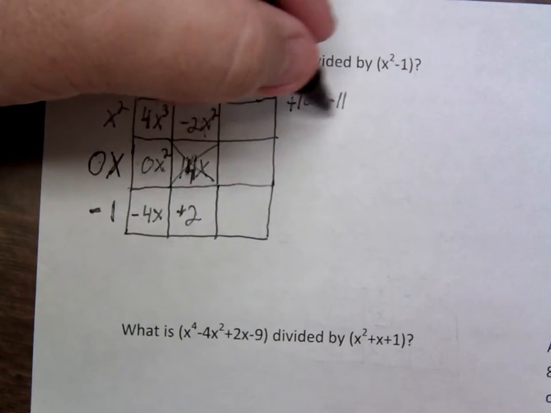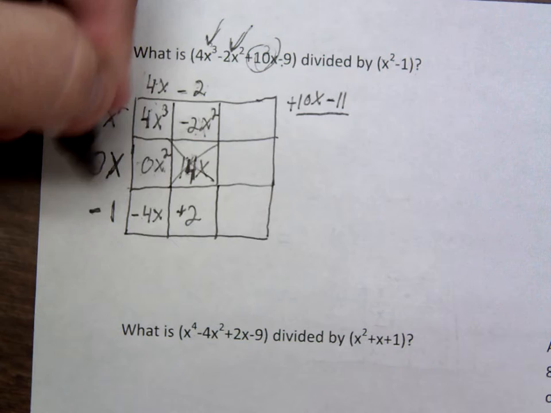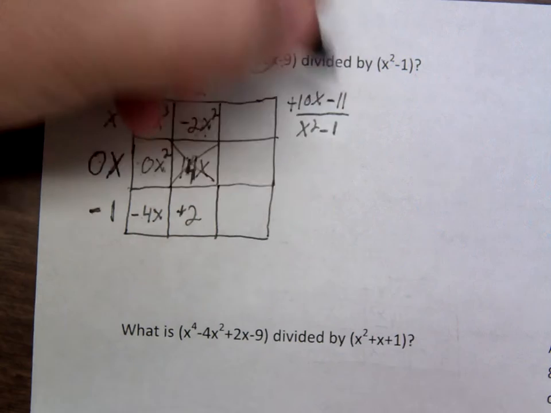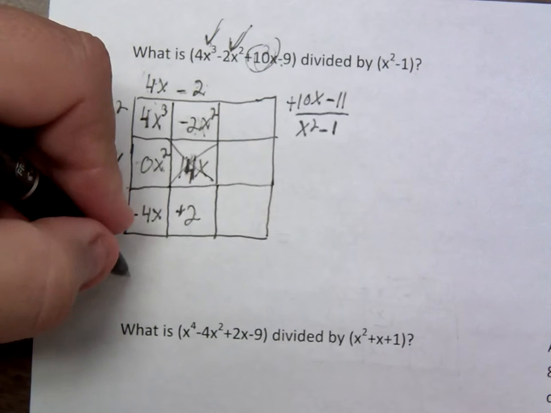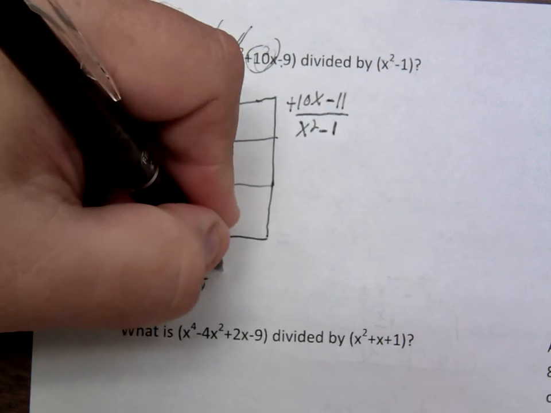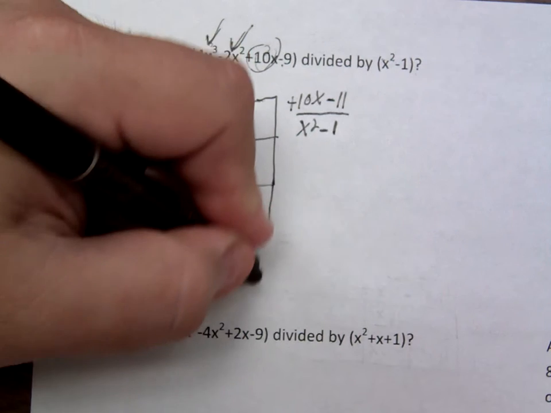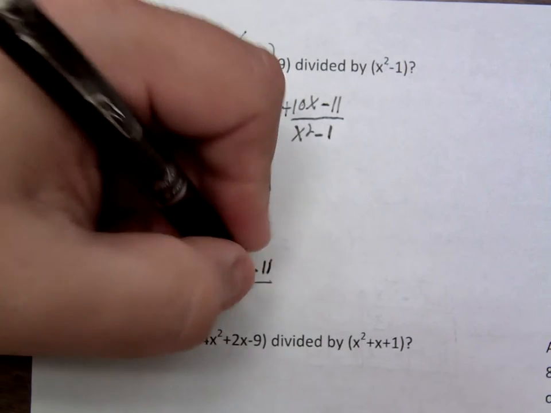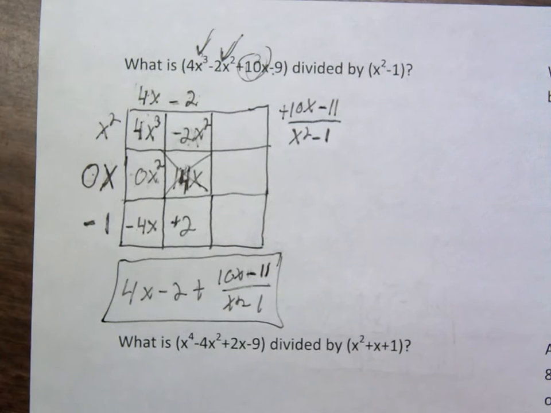So this would be my remainder, and I would write that over my divisor, which I can rewrite just as x squared -1. So x squared -1, and this would be our remainder. And so our answer here would be 4x -2 plus 10x plus -11, excuse me, all over x squared -1. So this would be our solution.